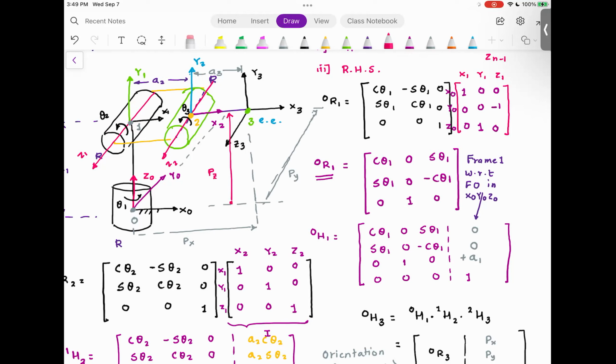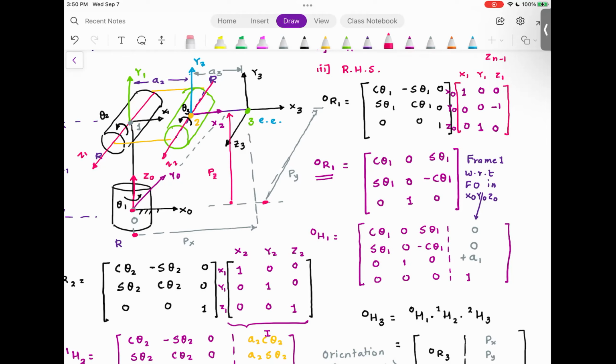But all these distances are with respect to this 0th frame. That is super duper important. So px is the distance between frame number 3 and frame number 0 along x0. Py is the distance between frame 3 and frame 0 along y0. And pz is the distance between the 0th frame and the 3rd frame along z0. Everyone understood this?